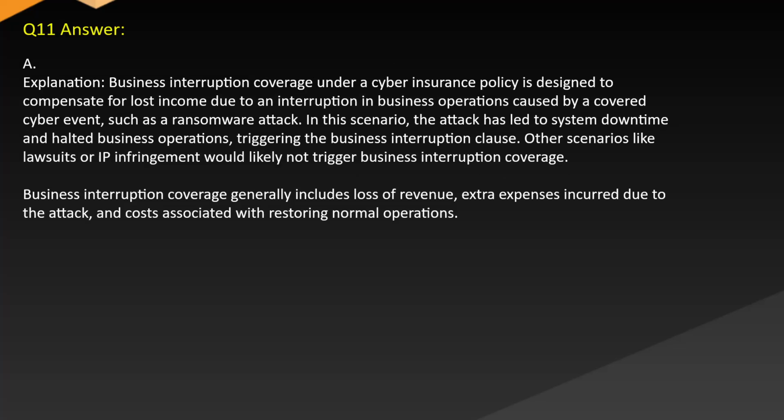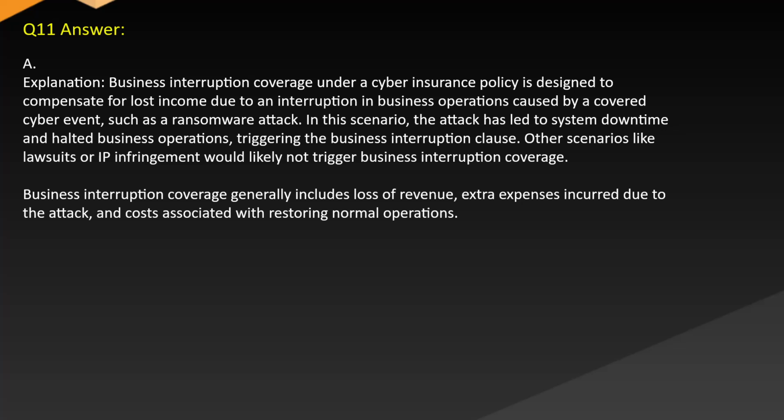Answer. A. Explanation. Business interruption coverage under a cyber insurance policy is designed to compensate for lost income due to an interruption in business operations caused by a covered cyber event, such as a ransomware attack. In this scenario, the attack has led to system downtime and halted business operations, triggering the business interruption clause. Other scenarios like lawsuits or IP infringement would likely not trigger business interruption coverage.